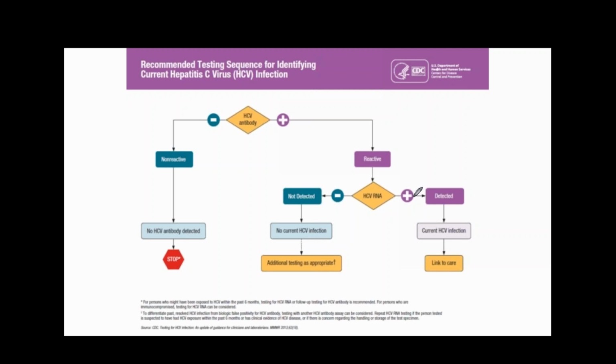If the person has positive HCV RNA, or it was detected, it means the person does have current HCV infection, and the person should be linked to care as much as possible. Now, in terms of linking patients to care, it is important to distinguish people with chronic infection from those whose infection has been resolved.